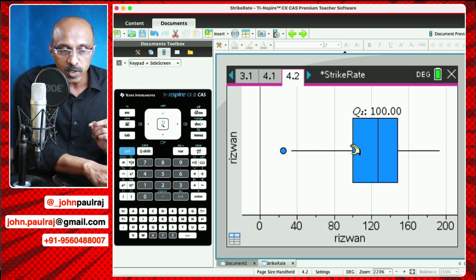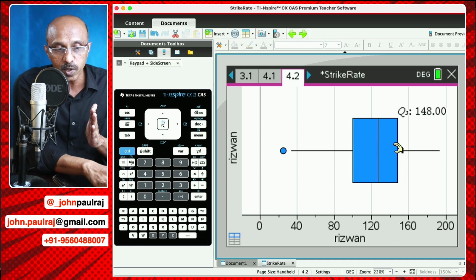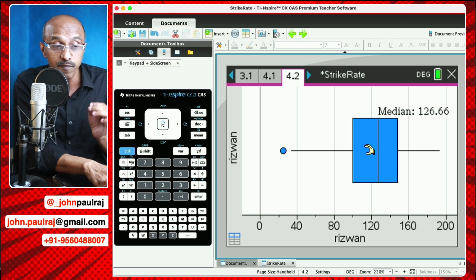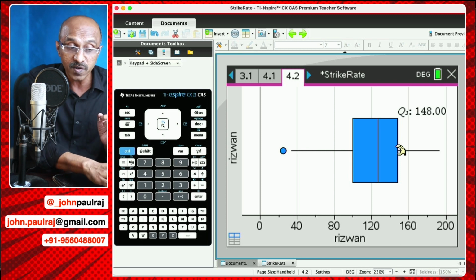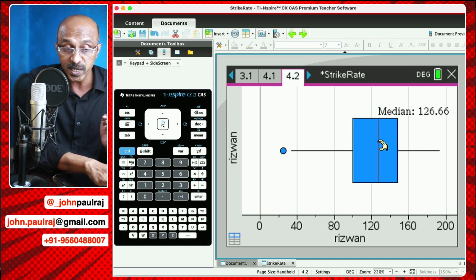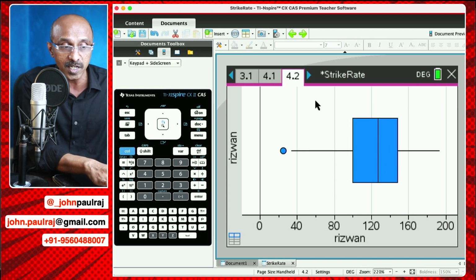His lower quartile was 100 and his upper quartile was 148. And that means that for 50% of the career innings, his strike rate was anywhere between 100 and 148. And his median was 126. That's not bad, okay? That's a good strike rate to have for a number one T20I batsman.